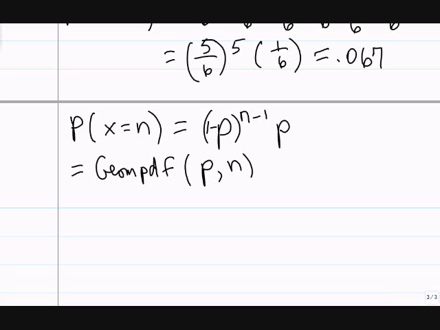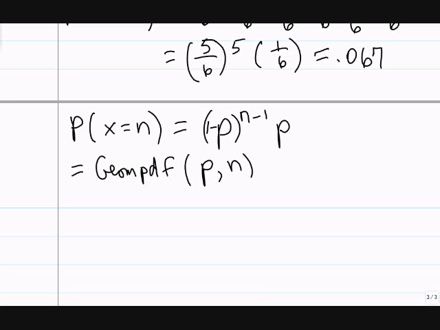Yes, the number of trials to get the first success. It's a different N, and sometimes they call this one K. I like N better for that one, but some people use K, so that doesn't seem like the same N.